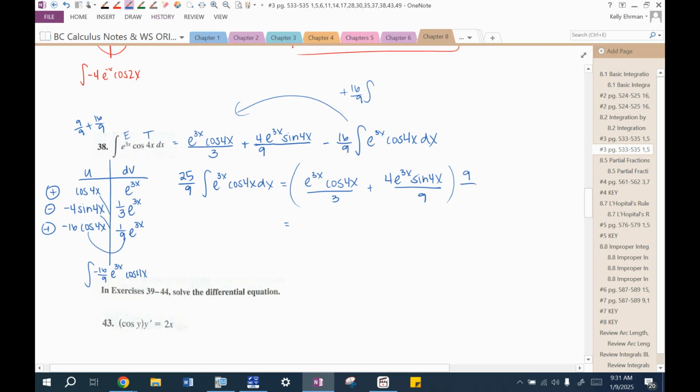So then we're going to multiply by 9/25 to get rid of that. Okay, so 9 over 3 is 3. E to the 3x cosine 4x, and it'll be over 25. And then 9 over 9 cancels. So we're going to have 4 e to the 3x sine of 4x, and that will be over 25. And then there's a plus c on the end.